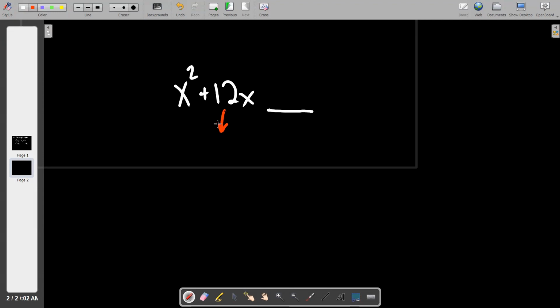What is half of 12? Good. And what is 6 squared? So if you put a 36 here, then you do something called completing the square. You just made a square. And I say that because now this red and white thing up here, if I were to factor it, what does it factor down into? X plus 6 times x plus 6, which of course is x plus 6 squared.